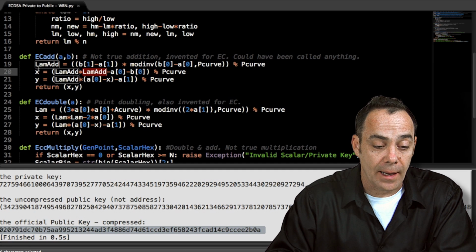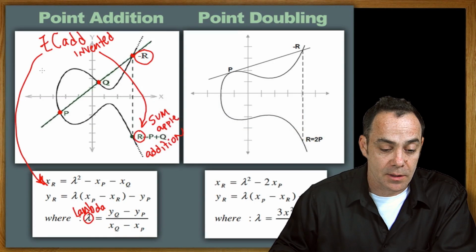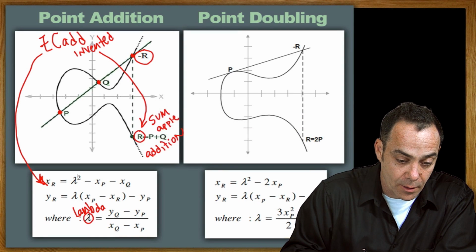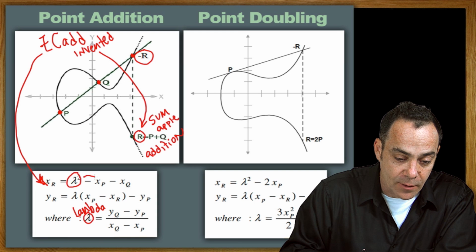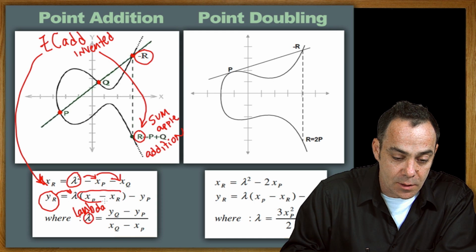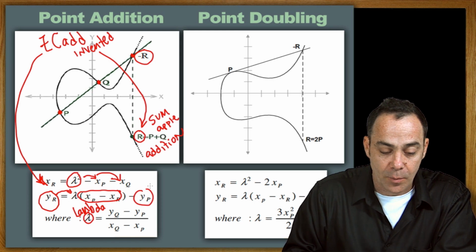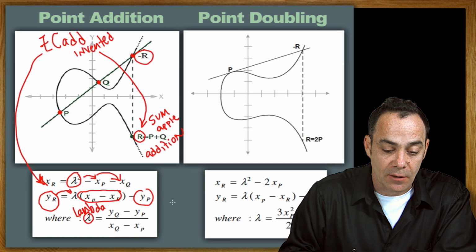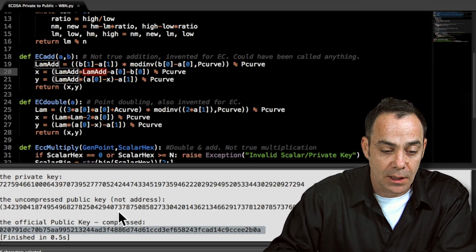And then once you have lambda, right, you basically follow the same things that we see here. You're going to square lambda, then you're going to subtract the two x coordinates. And then you've got the y coordinate that you want to get, so you're going to take lambda, multiply it by the difference of the two x coordinates. And then you're going to subtract y of p, okay? And so this is the invented math, and you'll see it all right here.